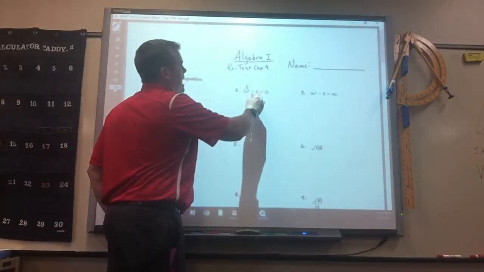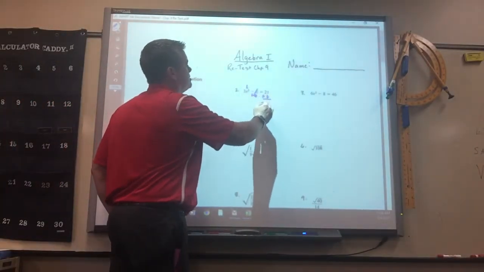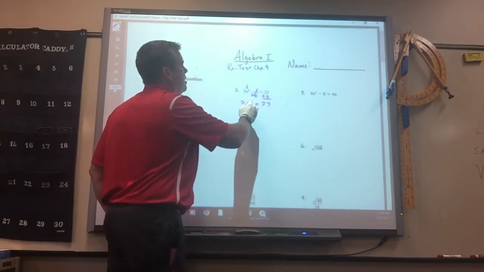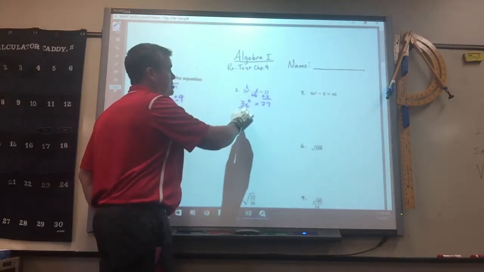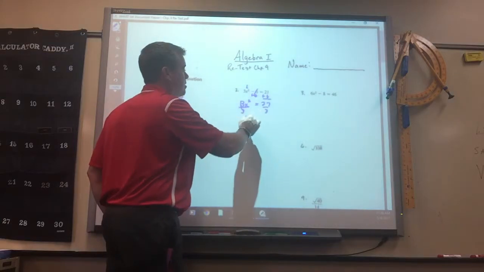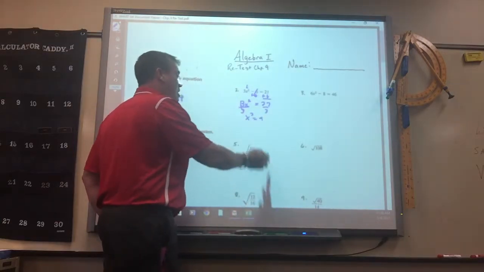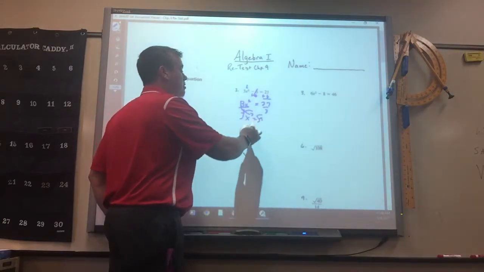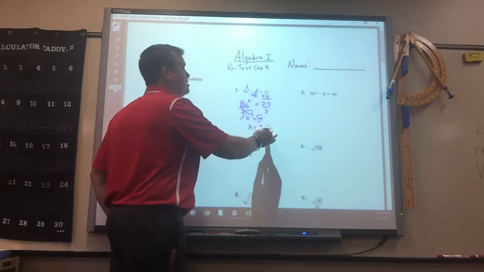So here we've got to add 6. Then get rid of the 3, so you divide by 3. And then finally square root, plus or minus 3.